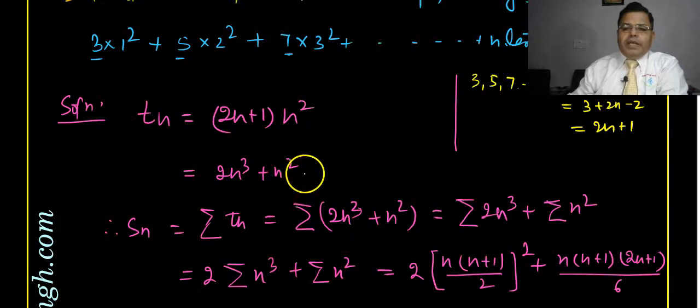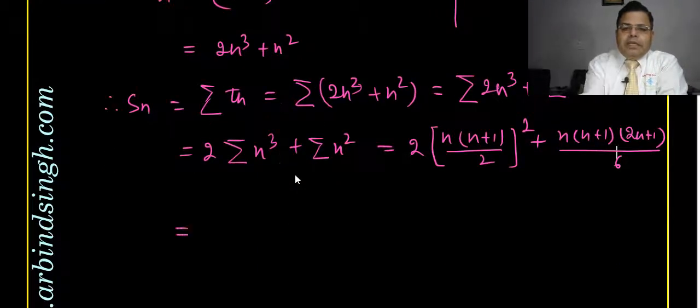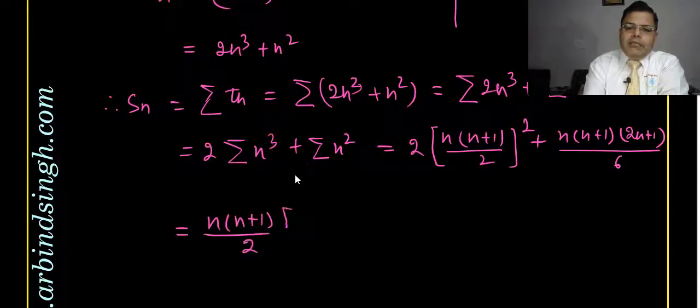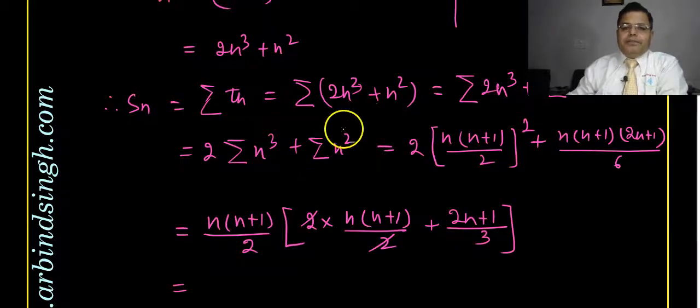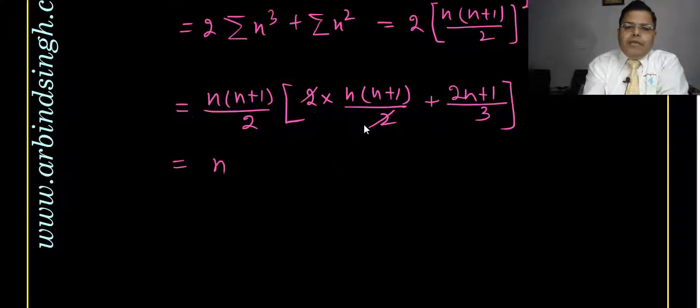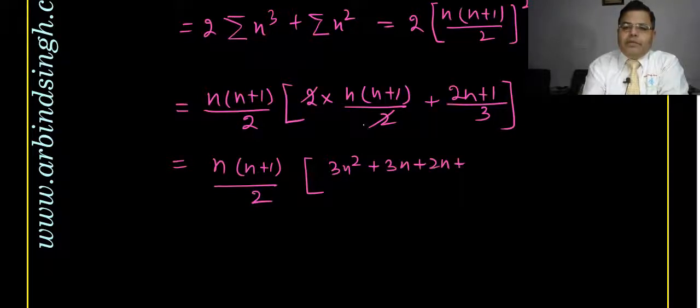So we can now do that by taking n into n plus 1 by 2 common. Then what is left here? 2 into n plus 1 by 2 is left, that is, 2 cancels. And here what will be left? 2n plus 1 whole divided by 3 will be left. So that can be written as n into n plus 1 by 2. And if you take the LCM, then it will be 3n square plus 3n plus 2n plus 1, whole divided by 3. So that may come.